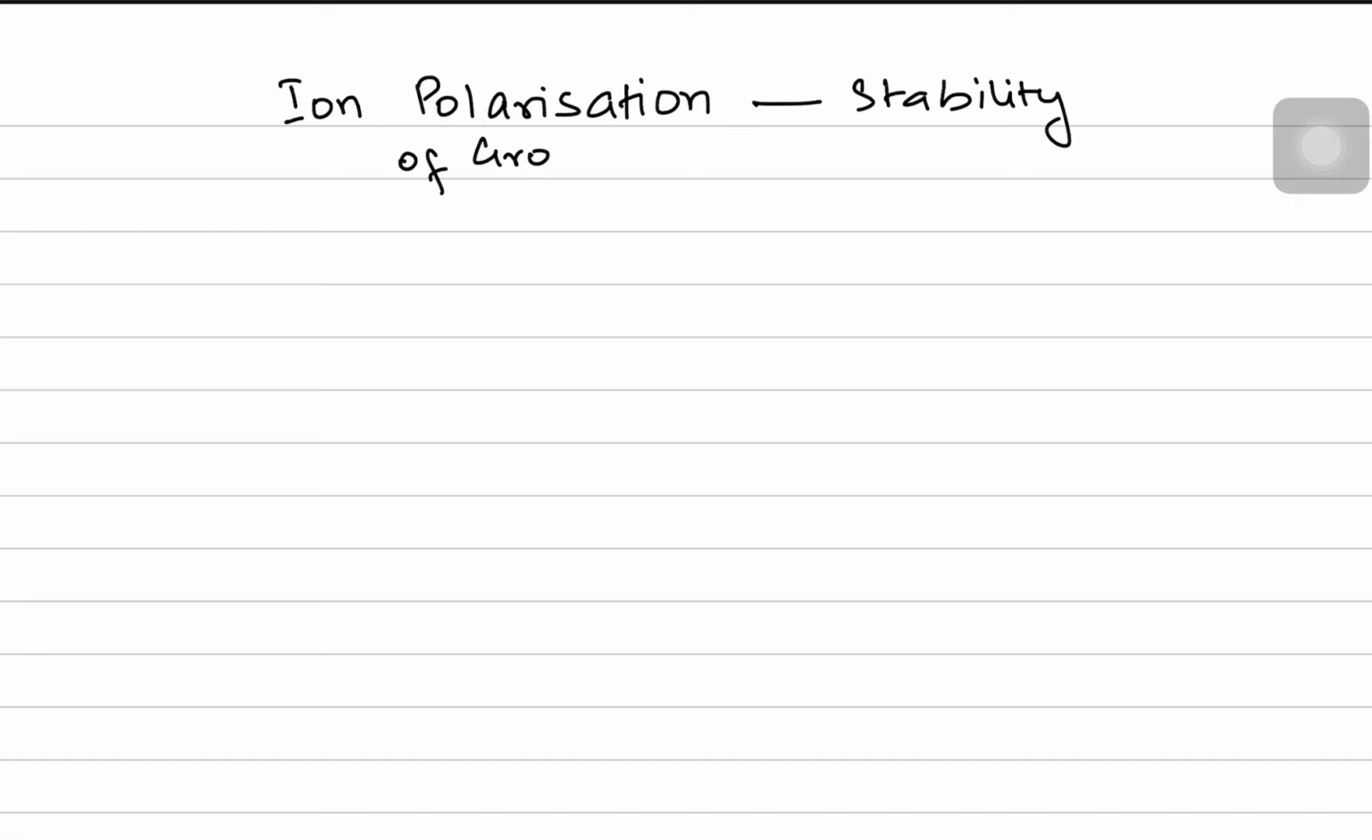Today's video is going to be about a new concept known as ion polarization, and we will connect this new concept with the stability of group 2 compounds, especially their nitrates and sulfates. So let's begin with what this ion polarization is.